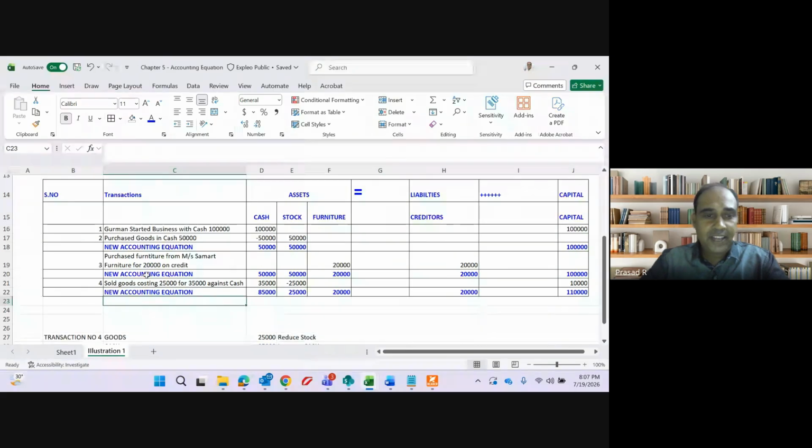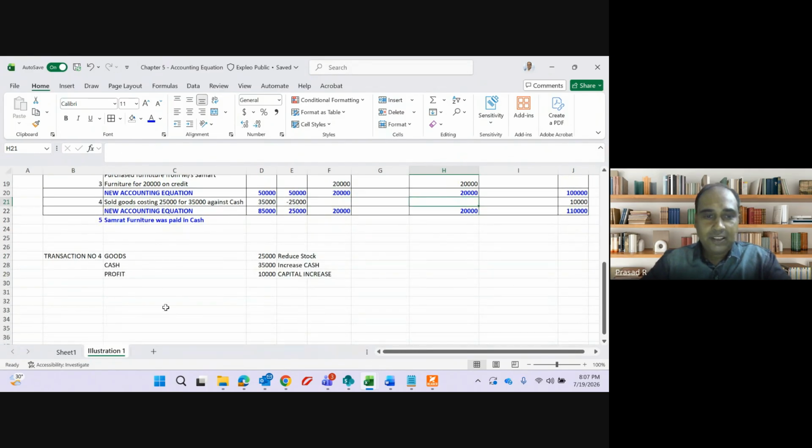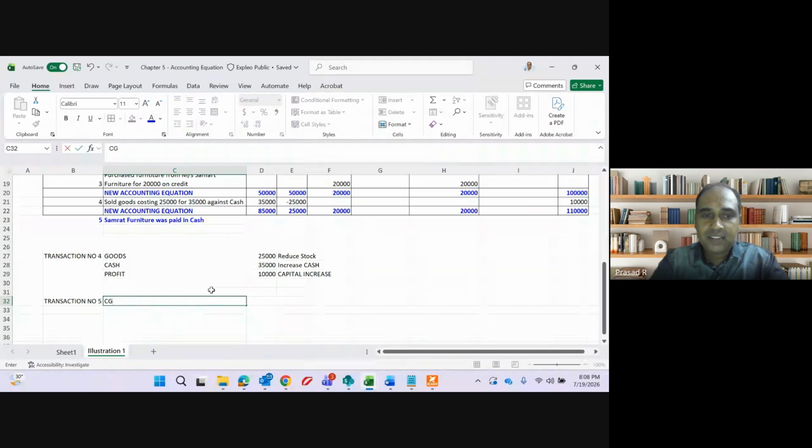Samrat Furniture was paid in cash. I had a creditor called Samrat, right? How much was the creditor? 20,000 was my liability. Now, transaction number 5. What I am doing? I am making a payment. Two accounts which are involved is cash.